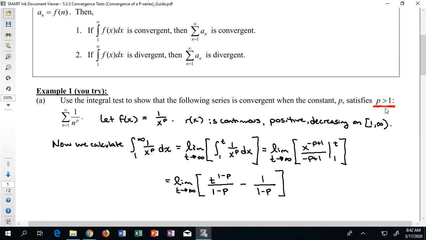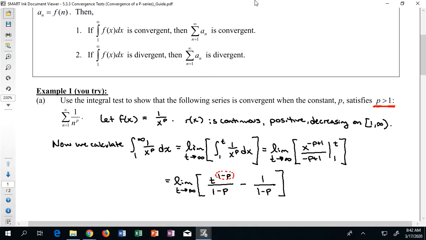Here's where it becomes really important to consider what's happening with the value of p. If p is a number that's bigger than 1, take a moment to think about what we can say about this exponent that's occurring up here.